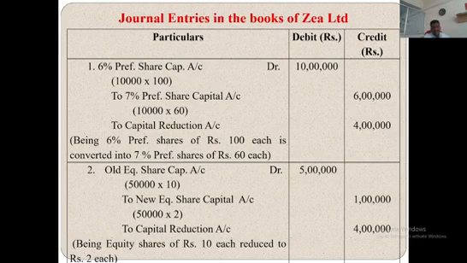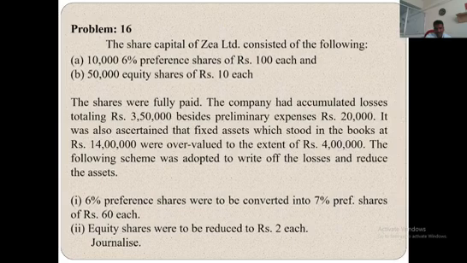The total capital reduction: on account of preference share capital reduction 4 lakh, and on account of equity share capital reduction 4 lakh. Total 8 lakh we have as capital reduction. First you have to write off the accumulated loss, if any. How much accumulated loss? 3,50,000. We have sufficient amount to cover the accumulated loss. Then you should adjust preliminary expenses 20,000.